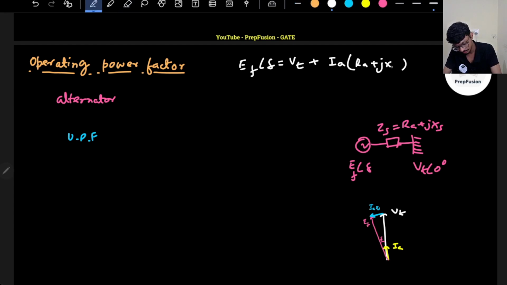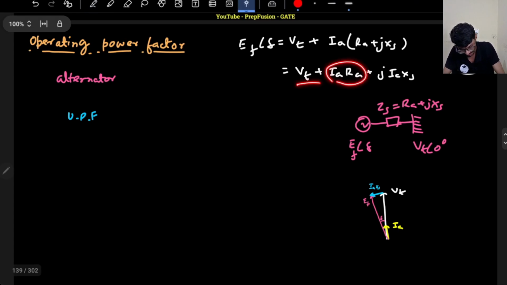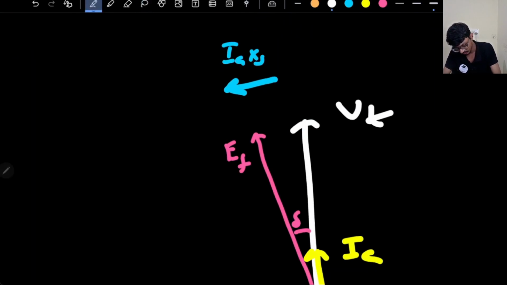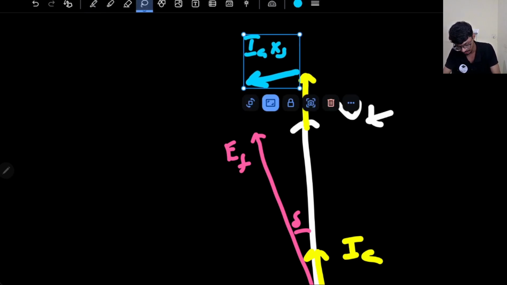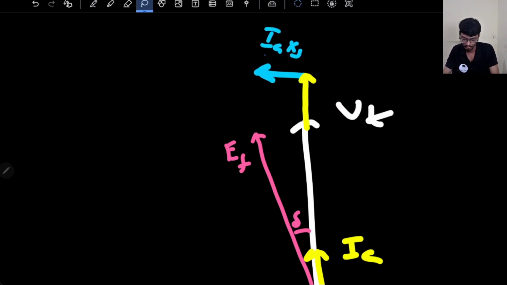So now it will be VT plus IARA plus JIA XS. First of all, I have to add IARA in the same direction. So IARA will be somewhere around here, in the same direction. Then I have to rotate my JXS by 90 degrees. This will be rotated.